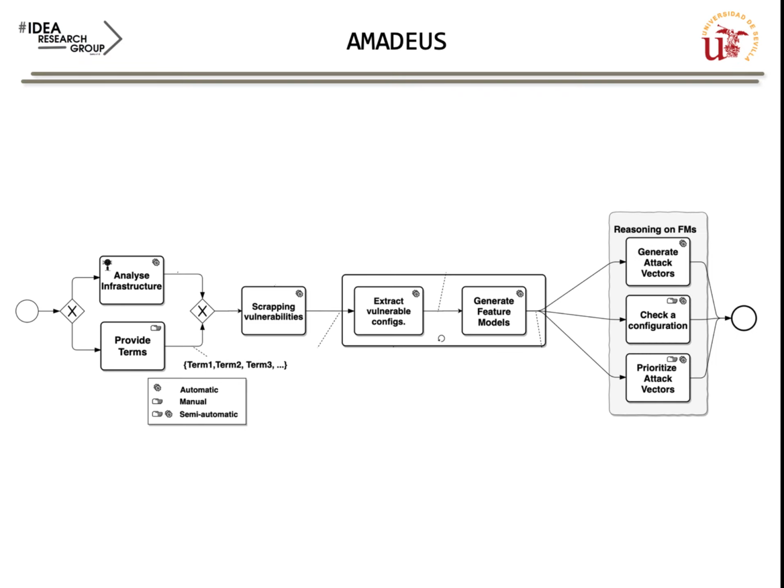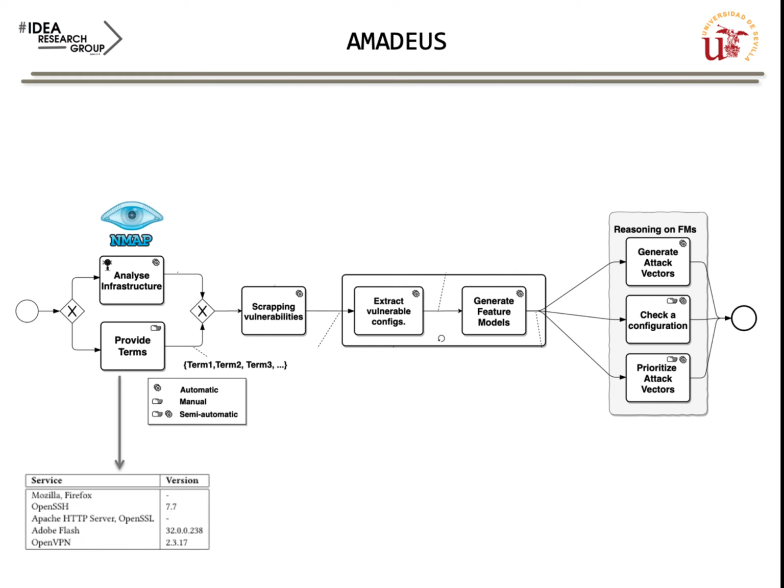This is the process that AMADEUS follows. AMADEUS can start in 2 modes, custom and automatic. In the custom mode, AMADEUS allows users to provide a list of terms and keywords for a set of target systems. In the automatic mode, AMADEUS invokes an analysis tool with a set of target systems. The information retrieved from these tools is tackled by AMADEUS as a list of terms and keywords, as we can see in the table at the bottom.